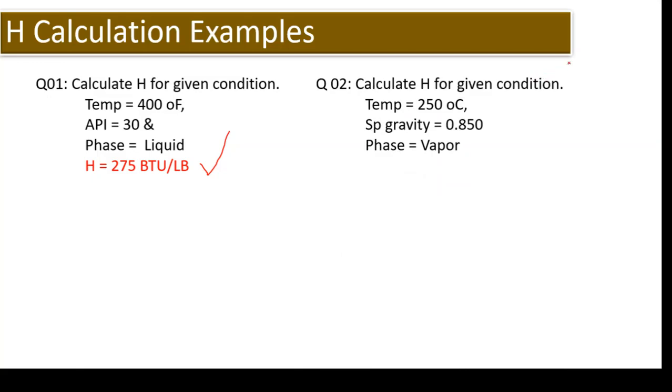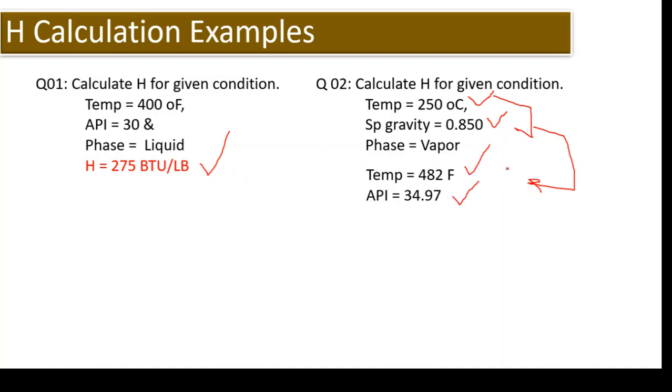Let us take a second example where the temperature is given as 250 degrees Celsius, specific gravity is given, and the phase is vapor. The temperature is not given in degrees Fahrenheit as we require. Here the specific gravity is given, but we need the API gravity. So we have to convert these two values, and after converting, the temperature is 482 degrees Fahrenheit and the API is 34.97, which is very close to 35.